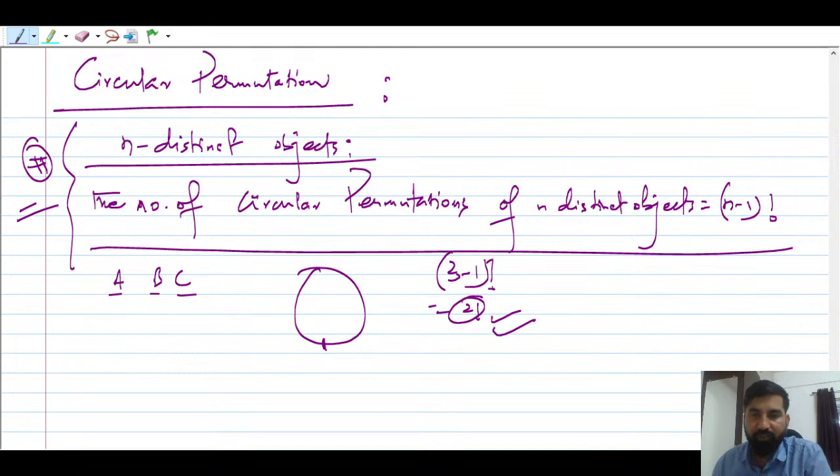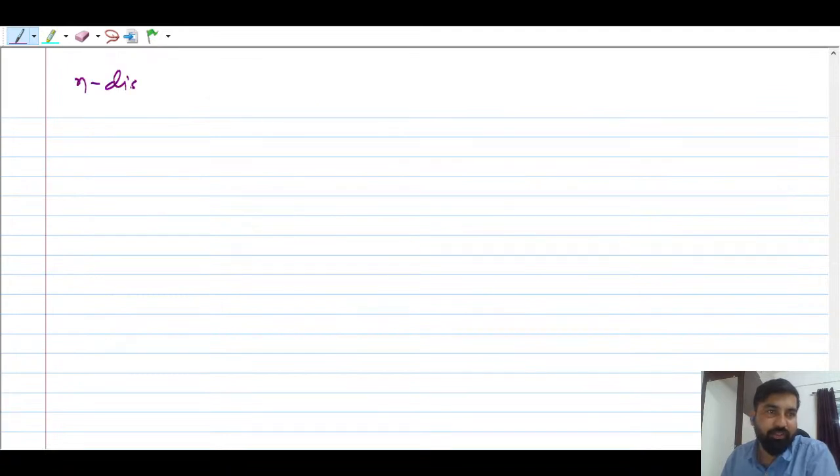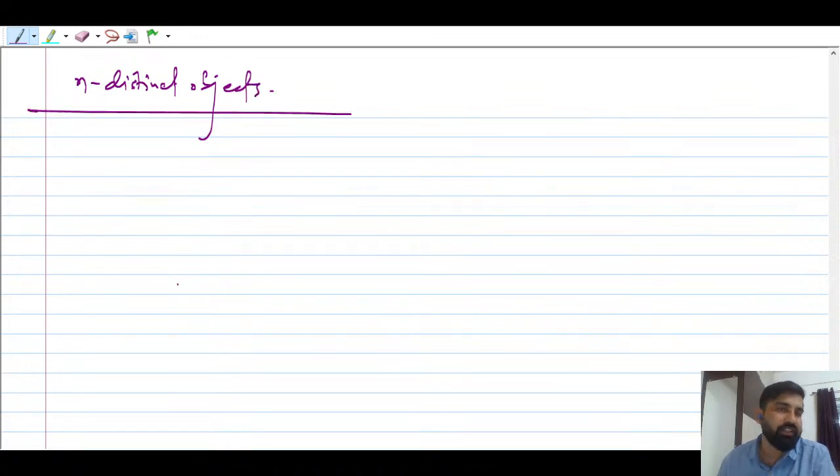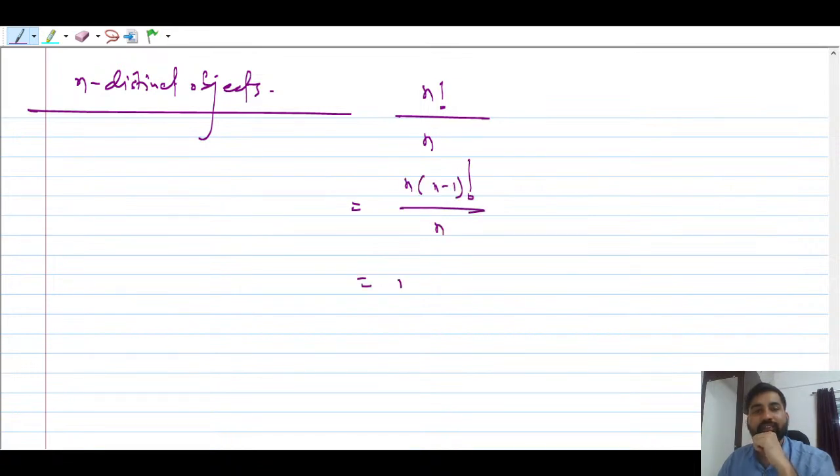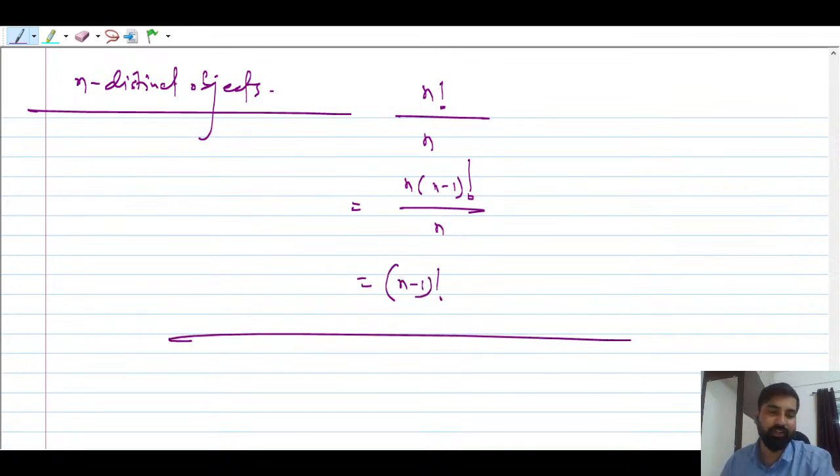One more thing that you can do always is, let me tell you, you can use the concept of this. Suppose there are n number of distinct objects and you want to find the circular permutation. What you can do? You can first go for overcounting, then divide by n. So n factorial by n means what? n into n minus 1 factorial by n, which is n minus 1 factorial. This is also one way of doing it, right? So you can divide by n.